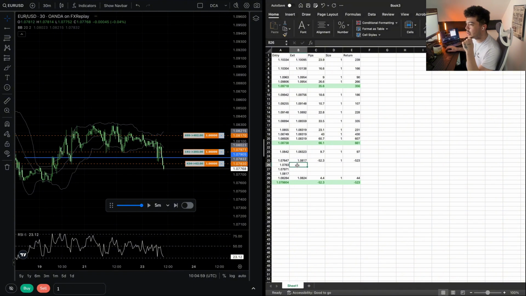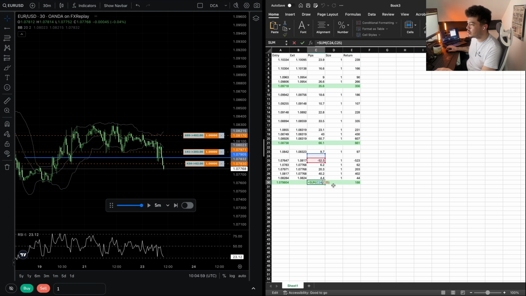Okay, we're out. So current close price now is at 1.07768. So we do that. We drag this down. We do this, and we also do this. So this would be... Okay, let me just redo that. There we go. So we made $188 on that.